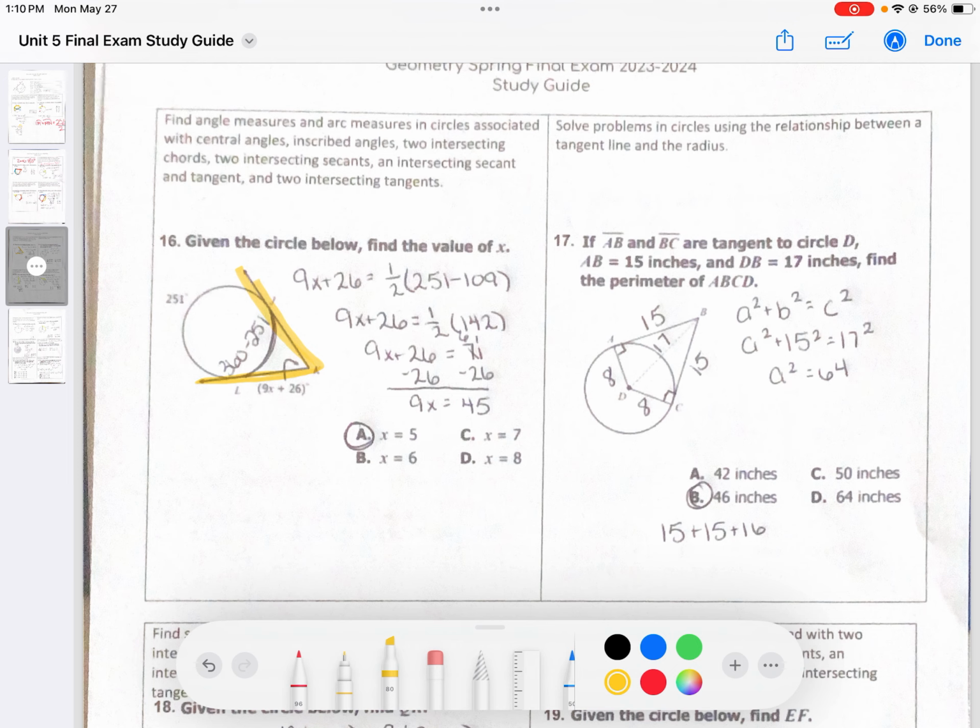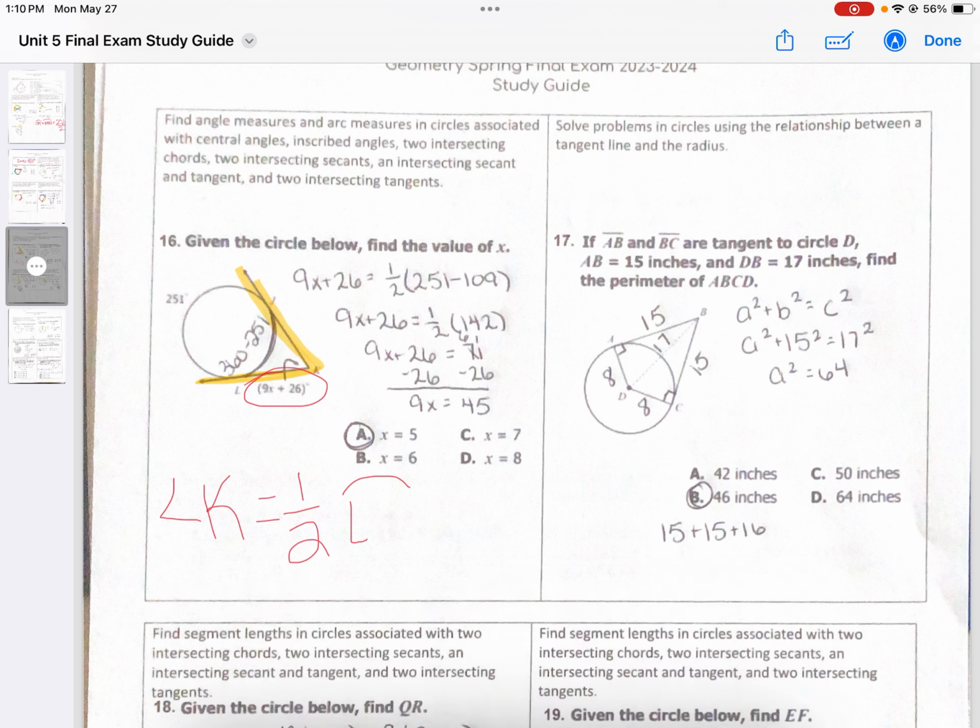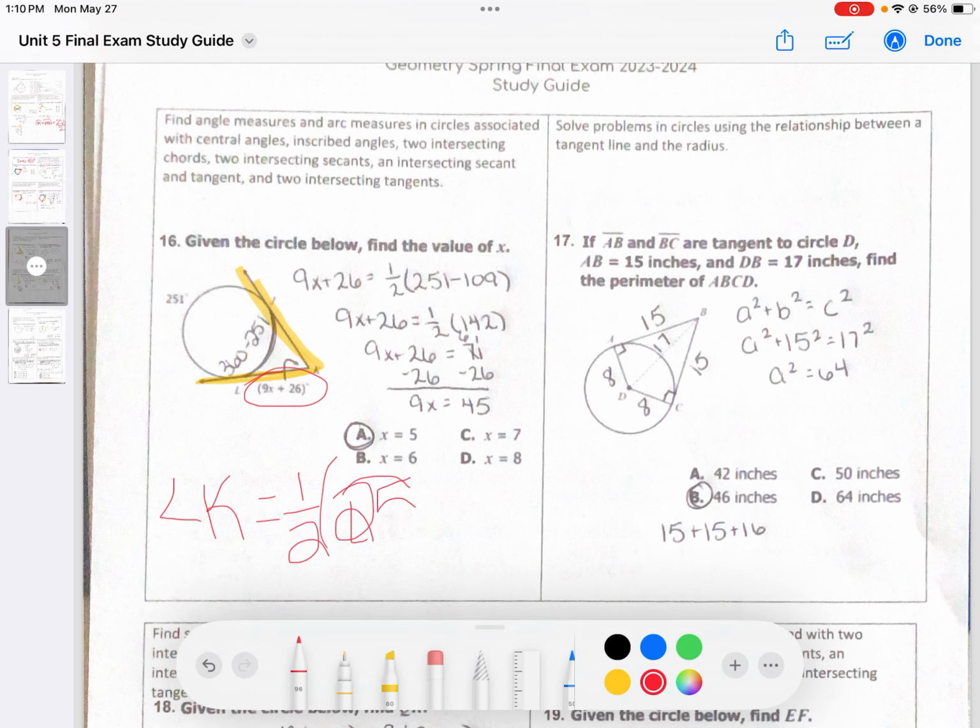Okay. So the angle measurement, which is angle K, 9x plus 26, is equal to half the difference of the arcs once again. Whenever you're having intersecting secants, tangents, or a secant and a tangent, it's always going to be half the difference of the arcs. Angle K is equal to half the difference of the intercepted arcs. So for arc LJ, I have 251. We're just going to put 251.